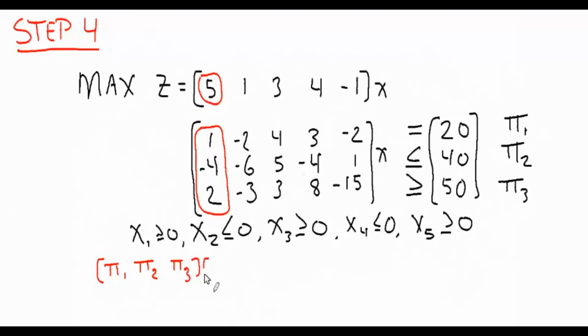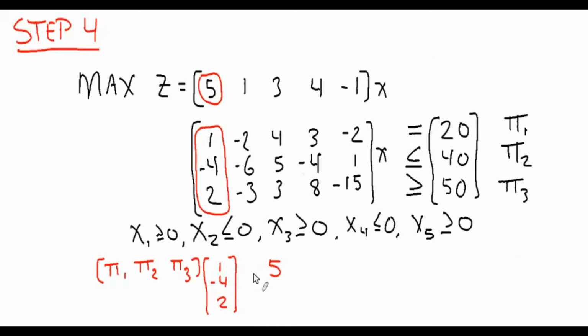And then just drop in our column here from the constraint matrix, 1, minus 4, 2. So when we multiply this out, we have pi 1 minus 4 pi 2 plus 2 pi 3. And the right-hand side of our constraint is going to be the coefficient from the objective function, 5. So that's 5.